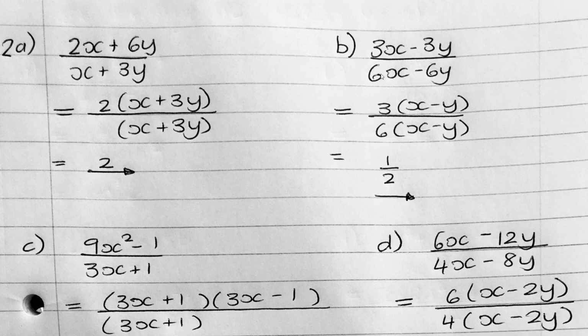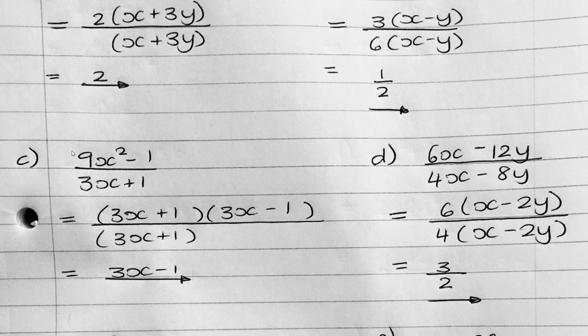B, again, I can't just start cancelling, so I'm going to try highest common factor first. Divide through by 3 in the numerator and divide by 6 in the denominator. Brackets will cancel and then 3 over 6 is equal to a half. C.